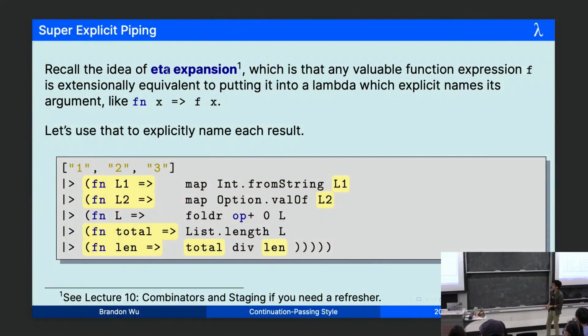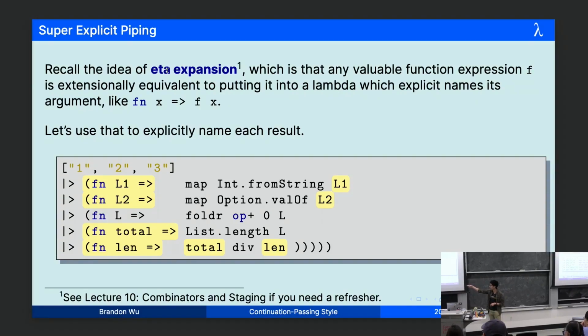Okay, I introduced an explicit list L1, which is what the 1, 2, 3 strings are. And I gave it to map Int.fromString. Then I piped this whole result into another lambda that takes in that result and calls it L2. So L1 is a string list. L2 is an int list. Then I do map Option.valOf of L2. And I pipe that into L. So now I get, actually, this is an int option list, sorry. And I get an int list.